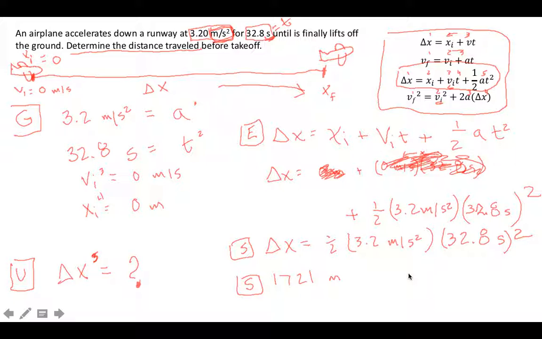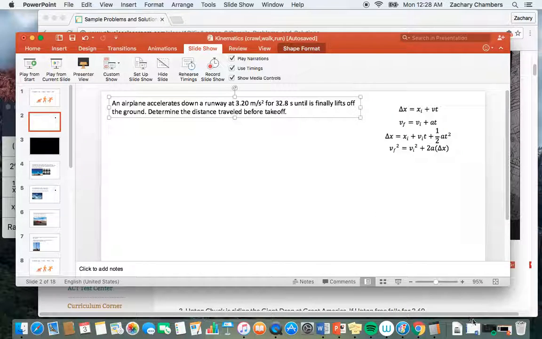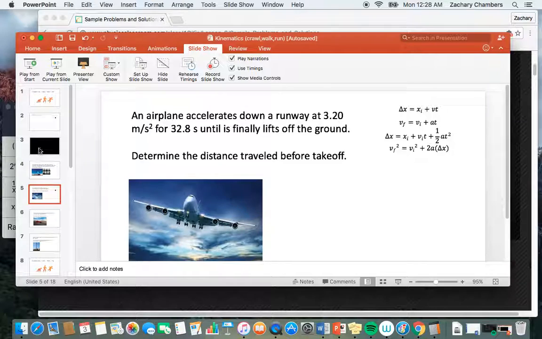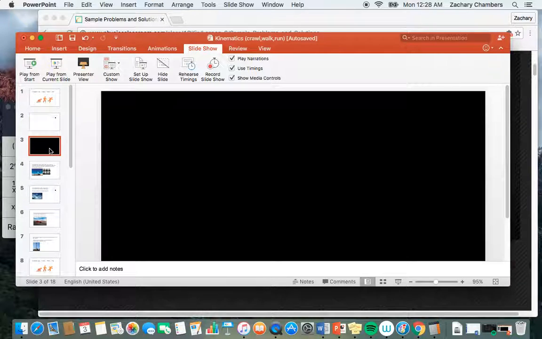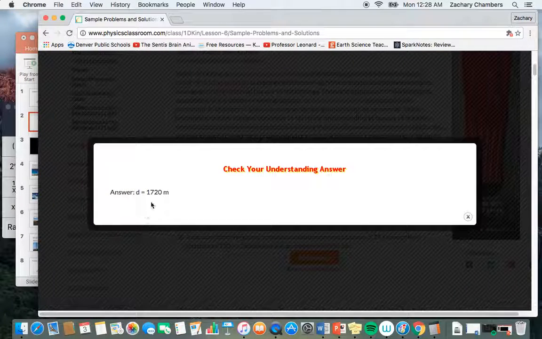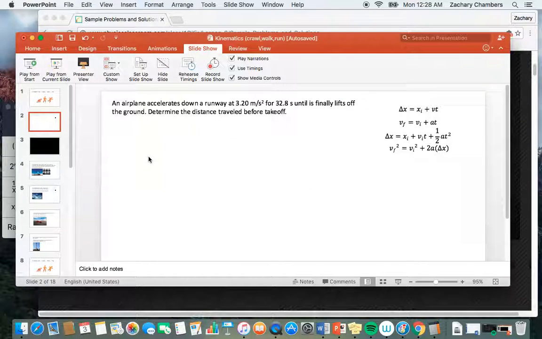And so let's check and see if I got that right. So the answer, 1,720. Close enough. Sometimes I'm sure they rounded it up or down depending on significant figures. But correct answer, D equals 1,720 meters. We use delta x, they use D. Doesn't make any difference. Alright, so that wraps up the first example, and I'll work some more for you in the future.